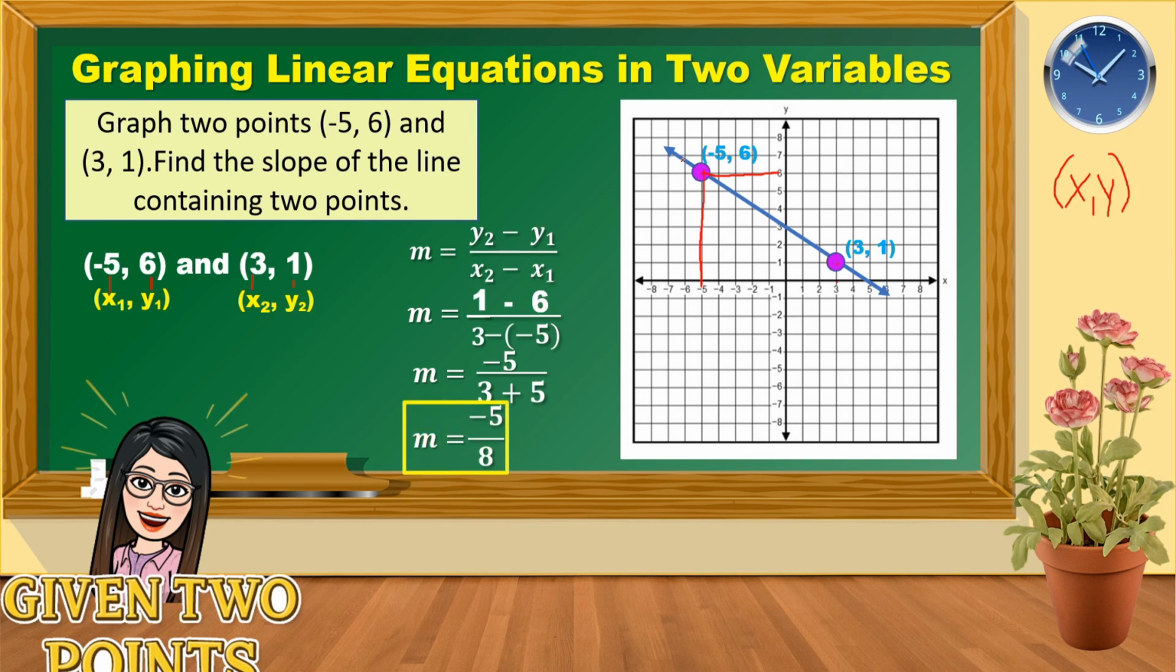Again, a while ago, sinabi natin that if the direction of the graph is going to the left, just like this, the value of the slope is negative. And as you can see, the value of our slope here is negative 5 over 8. And this one is correct. Okay? So, ito yung how to graph linear equations in two variables given 2 points. So, ganito lang ang pagpa-plot ng points and at the same time, ganito lang ang pag-graph.